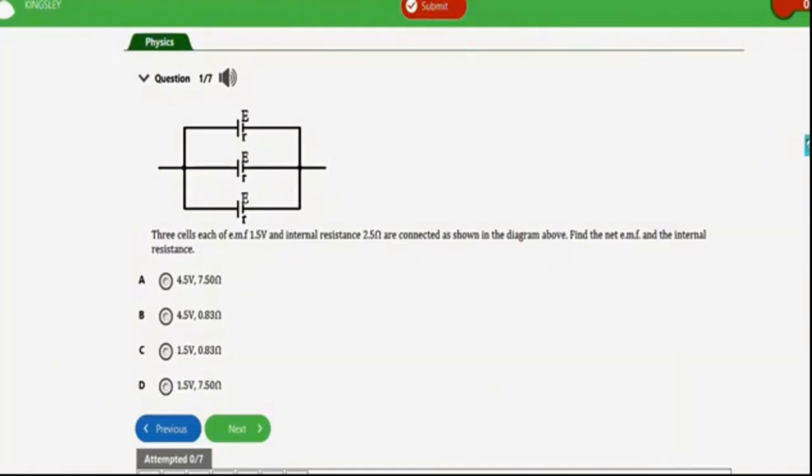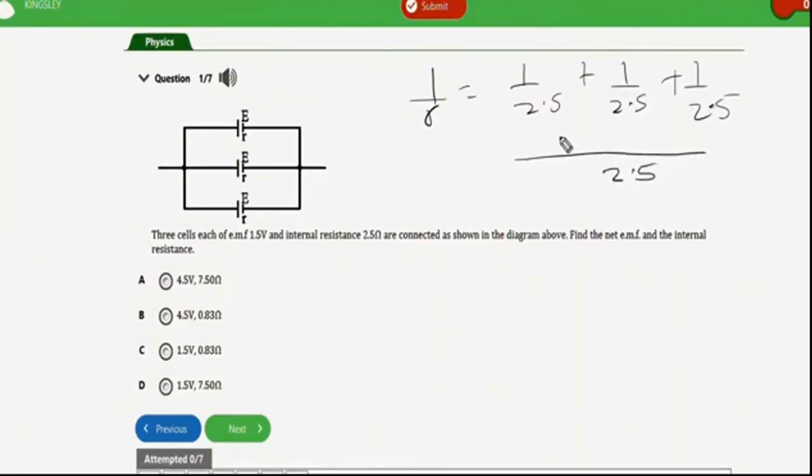Note that when you are dealing with parallel connection, the net EMF remains the same. So let's get the net internal resistance. It's going to be 1 over R equals 1 over 2.5 plus 1 over 2.5 plus 1 over 2.5. The LCM is 2.5, so this will give you 1 plus 1 plus 1. We're left with 3 over 2.5.